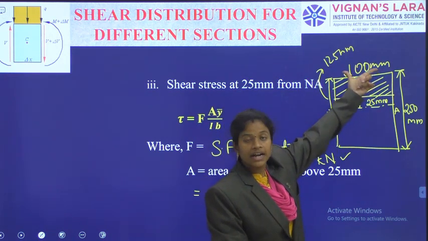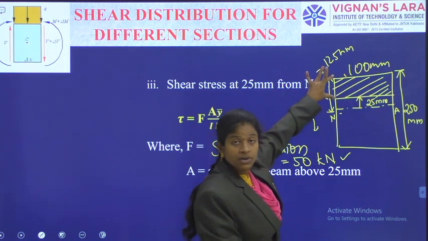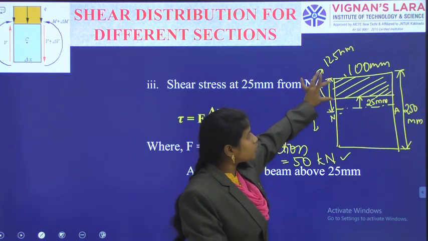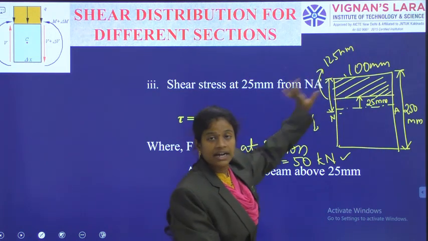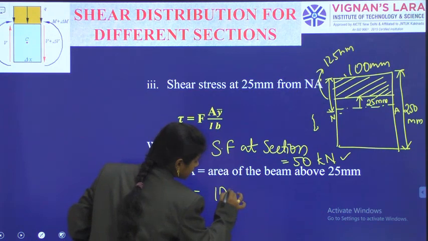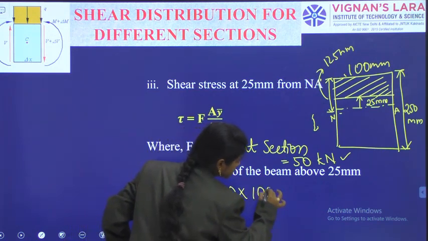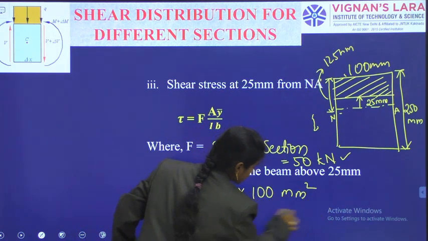A width of 100 mm and a depth of how much? The total is 125, removing the 25, so 100. So, 100 by 100 is the area of the rectangle in the shaded portion, 100 by 100 mm square.